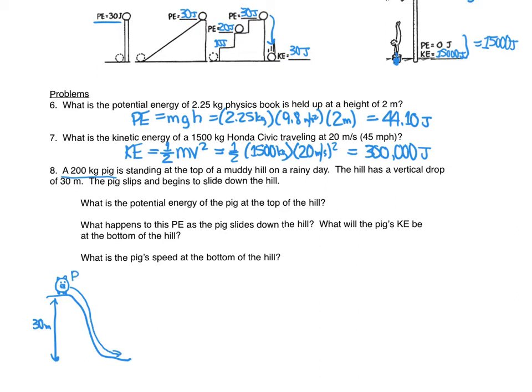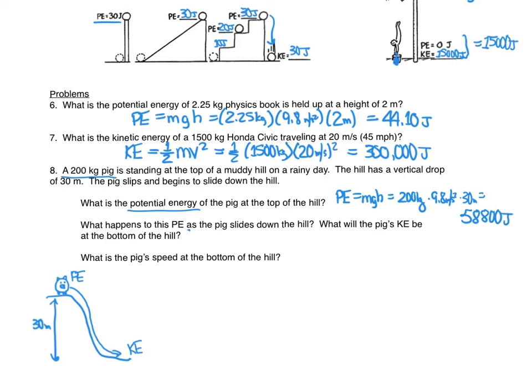Obviously, the potential energy at the top of the hill is going to get converted into all kinetic energy at the bottom. It says, what is the PE at the top of the hill? PE is mgh, multiplying our 3 numbers together. So 200 kilo pig, over 400 pounds of ham, times 9.8 meters per second squared, and the pig is 30 meters up. That's pretty high for a pig. I don't know if he can get up there all by himself. 200 times 9.8 times 30 is 58,800 joules of potential energy at the top.